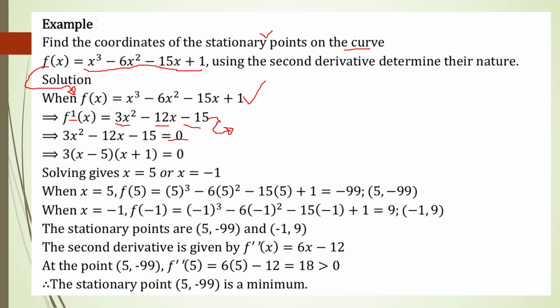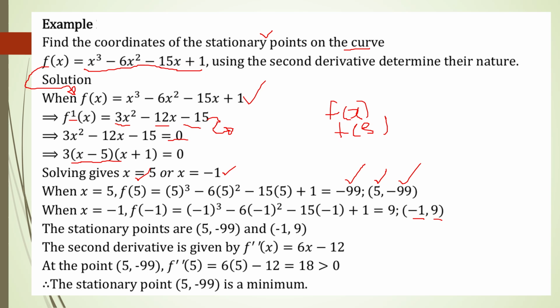Since it's a quadratic, we solve it using the factorization method. You're going to end up with two values of x, one being 5 and the other being negative 1. Like I said earlier, you have to get the corresponding values of y, but in this case you have a polynomial of x, and that acts as our y. So you substitute the two values of x to find the corresponding value of f of x. When x is equal to 5, f of x is negative 99, and f of x here functions as our value of y. So one of the turning points is (5, -99), and the other turning point is (-1, 9).